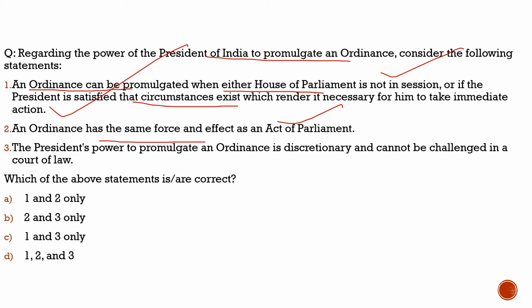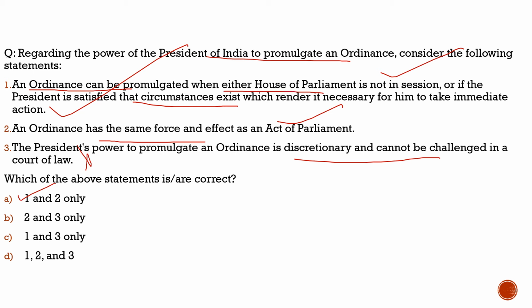Third statement, the president's power to promulgate an ordinance is discretionary and cannot be challenged in a court of law. No, it is not a discretionary power, because they can consult the council of ministers, and it can be challenged in a court of law. So this statement is incorrect. So with respect to the power of the president to promulgate an ordinance, the correct statements are statement 1 and statement 2 only. So from the code given below, the correct code would be option A.